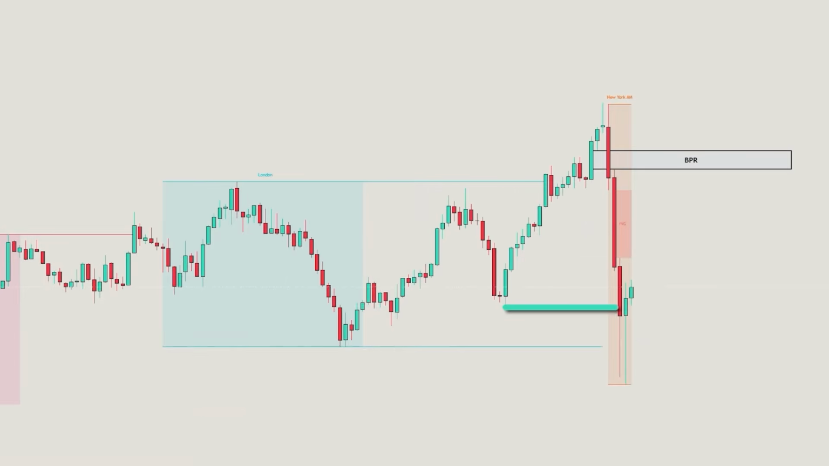Step 4. The structure shift. Price forms a new high or low against the previous trend. That's your market structure shift, the confirmation that direction has truly changed.